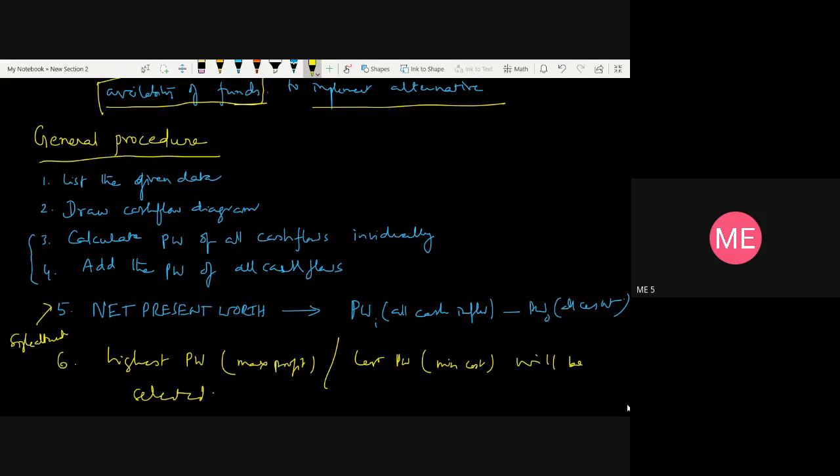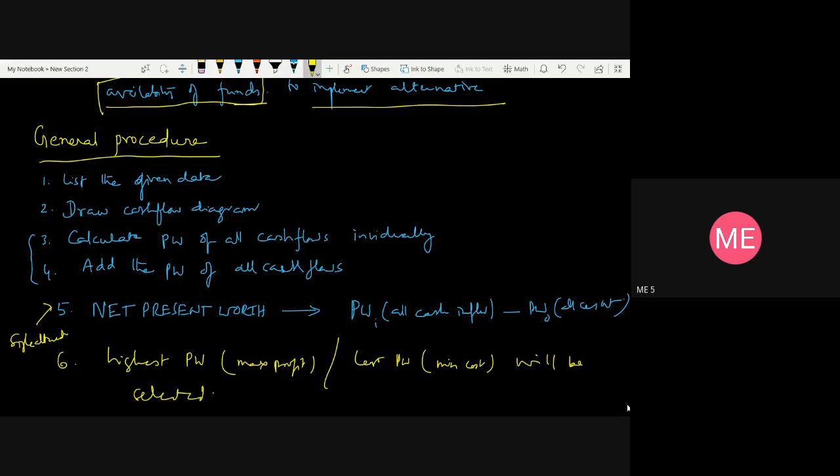And finally, it will be selected based on the decision which has to be made: maximizing the profit or minimizing the cost.